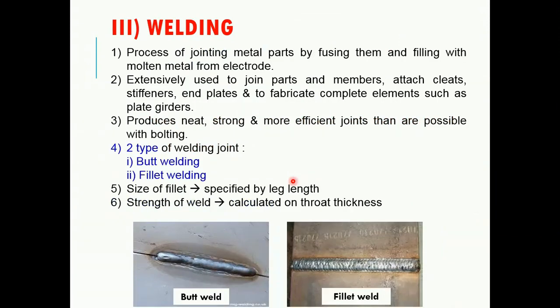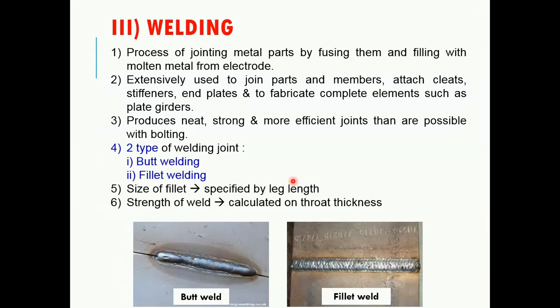Okay, the third connection process is using welding, which is the process of joining metal pieces by fusing them and filling with molten metal from an electrode. It is extensively used to join parts and members, such as cleats, stiffeners, end plates, and also to fabricate complete elements such as plate girders. And welding produces a neat and strong joint as compared to bolting.